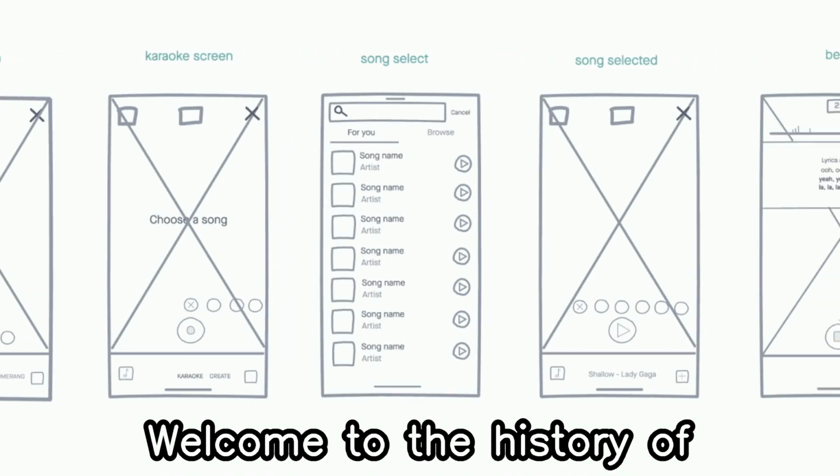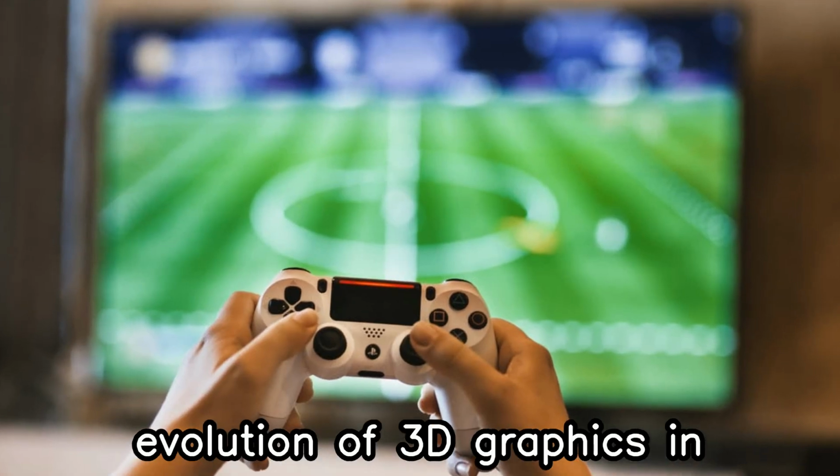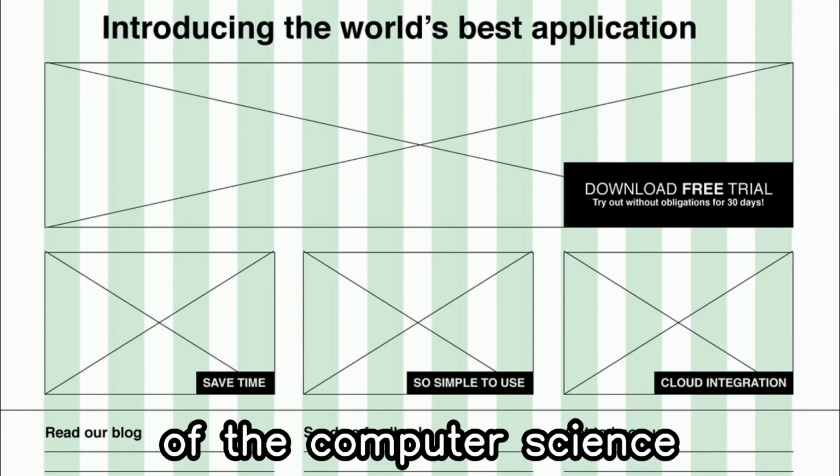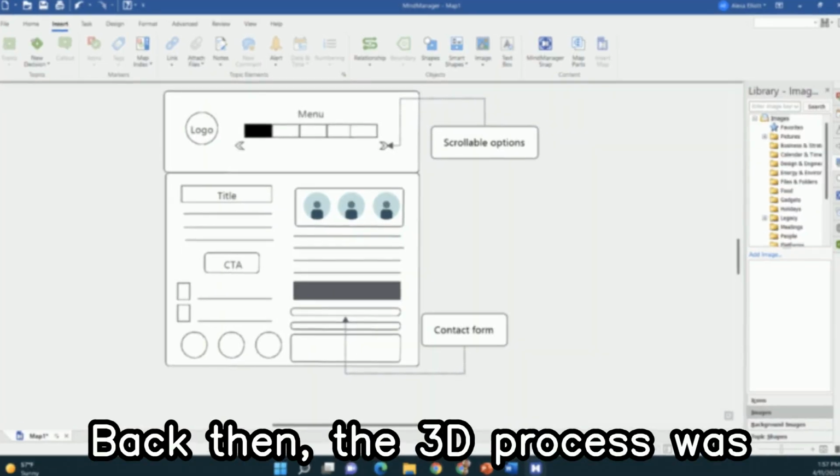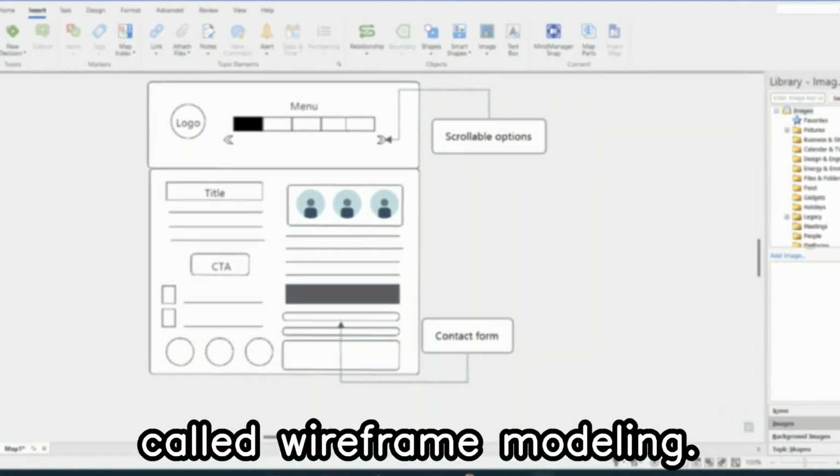Welcome to the history of computer graphics and the evolution of 3D graphics in gaming. The journey of creating 3D graphics began in the early 1960s during the beginning of the computer science revolution. Back then, the 3D process was called wireframe modeling.